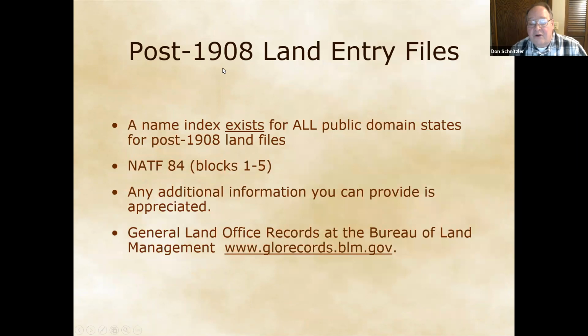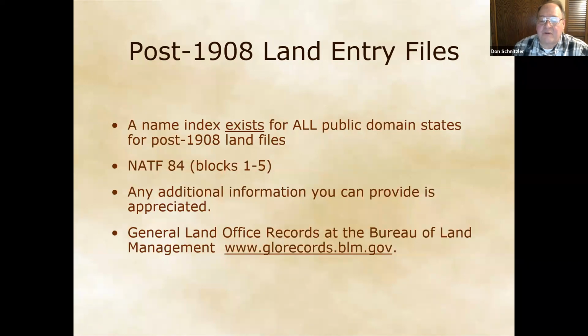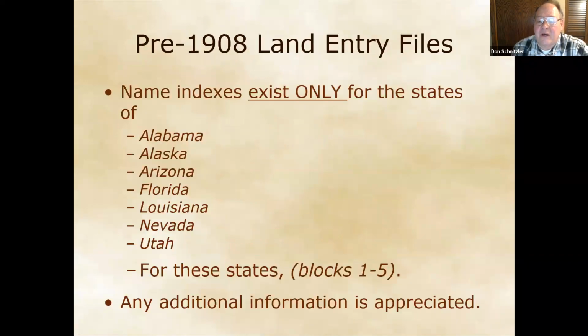So there is an index for all the post-1908 land files for some states, not all states. Let's see. It gets a little confusing because there are land entry files for Alabama, Alaska, Arizona, Louisiana, Nevada, and Utah. And you can find those on your form. But if you provide as much information as you can with the legal description of the property, the National Archives will find the information and send it to you.